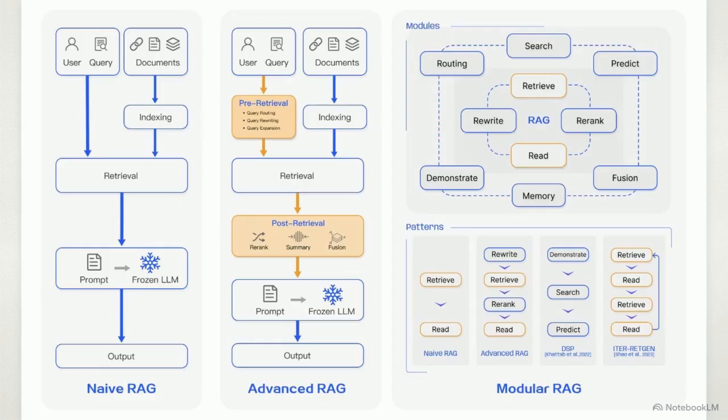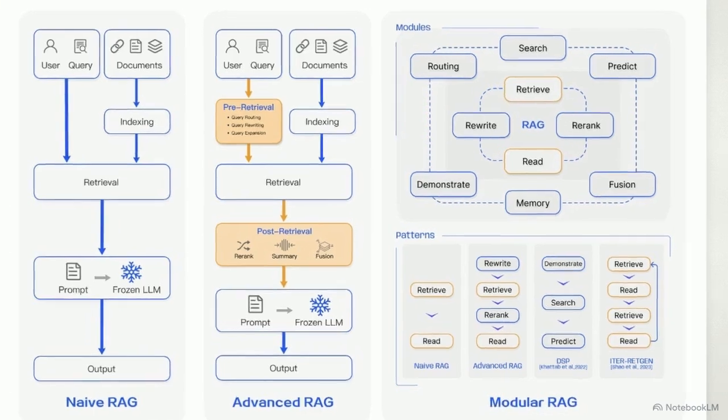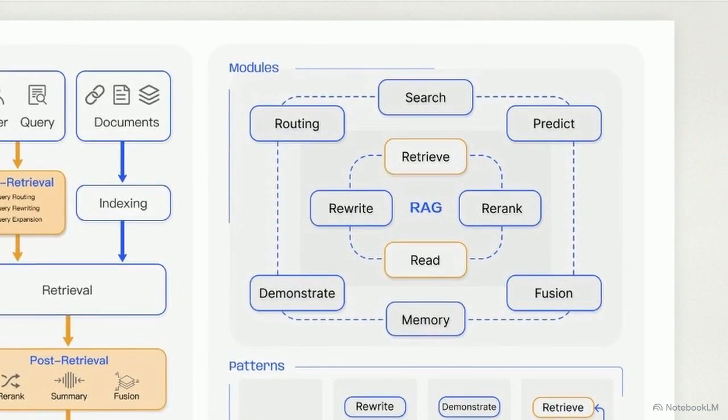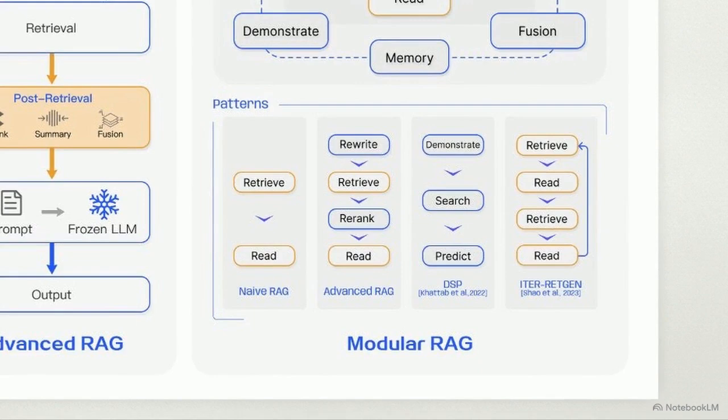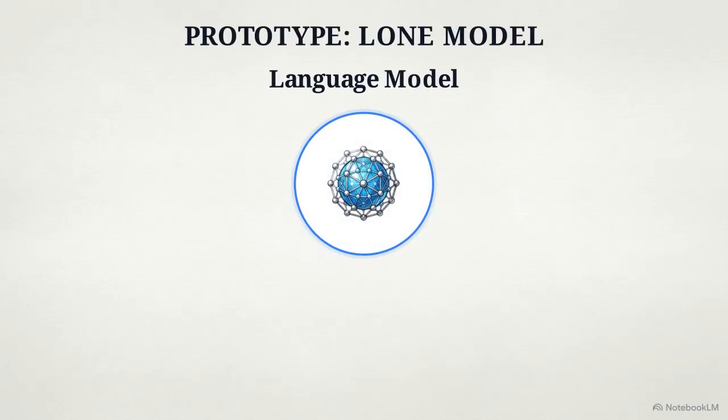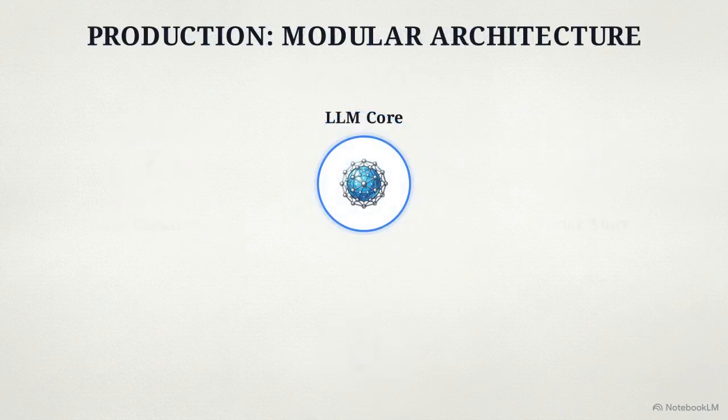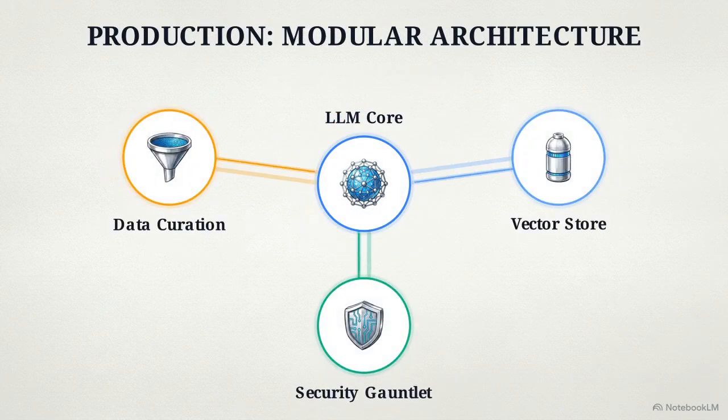To fix this, we have to move toward the modular RAG architecture shown on the right. This requires building a strict, heavily engineered environment around the model. We achieve this through aggressive data curation, automated refresh pipelines, and multi-layered security. Surviving the transition from prototype to production means shifting your attention away from the language model itself. The real work is building the rigorous infrastructure that surrounds it.